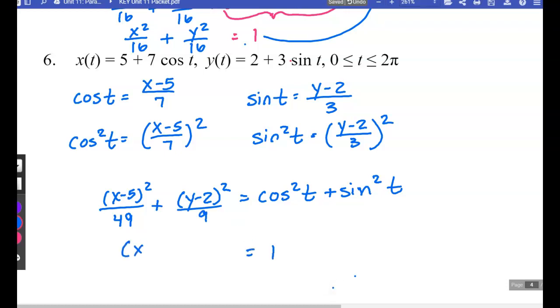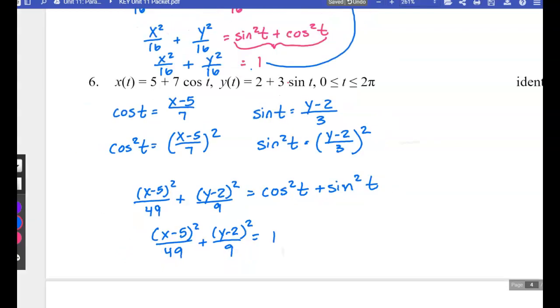So, what type of equation is this? Exactly. An ellipse. Because your coefficients are different, right? My coefficient on the x is 1/49 technically, and my coefficient on the y is 1/9, and the signs are the same, making this an ellipse.